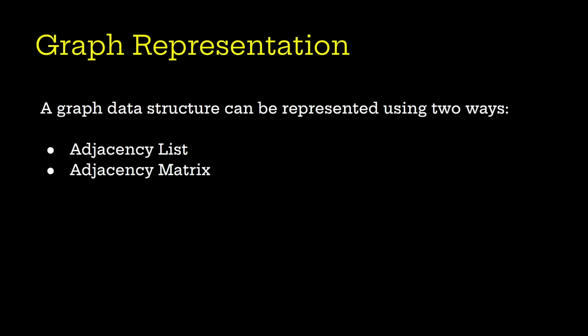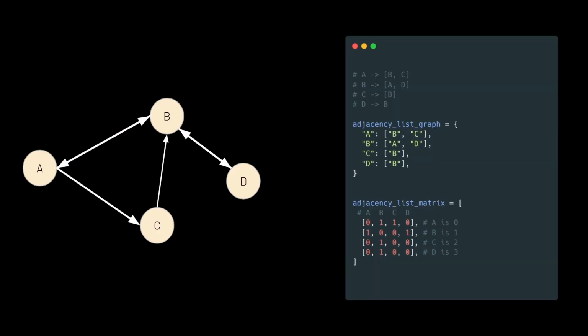There are two different ways using which we can represent a graph. These are by using an adjacency list or by using an adjacency matrix. So in an adjacency list, what we do is that we can use a dictionary where the keys are the nodes and the values represent the neighbors.